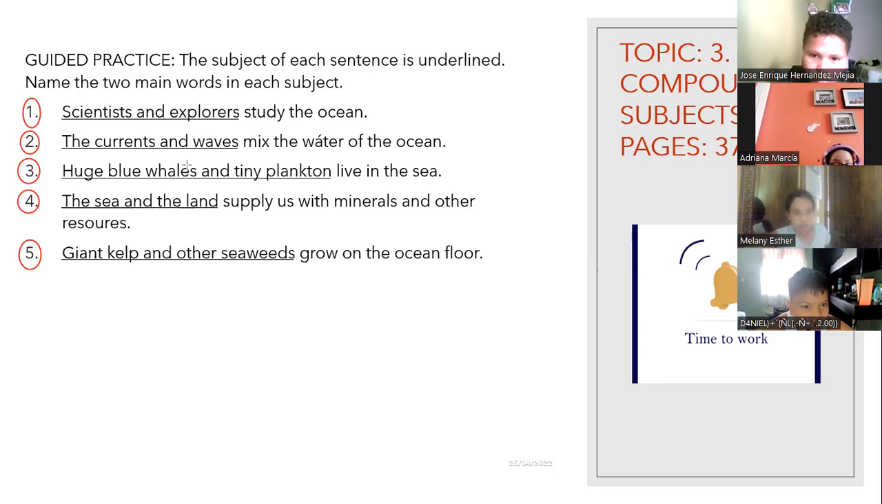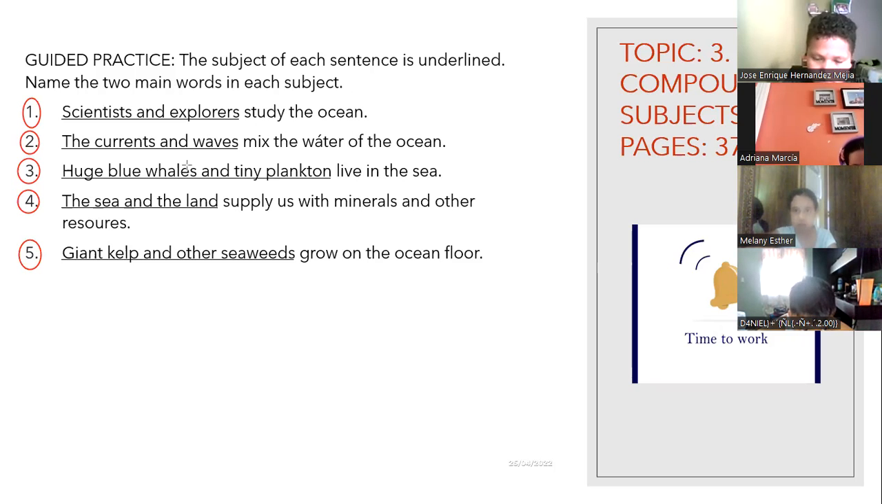As I said before, the main word in a subject is the noun. When we have only one noun, we have a simple subject. But in this case, we have two nouns. So we have a compound subject. In the first one, what are the two nouns? We saw in the video that the nouns have a word that connects them. What are the two nouns in number one?